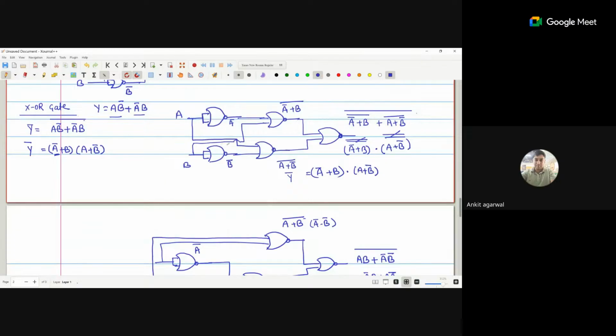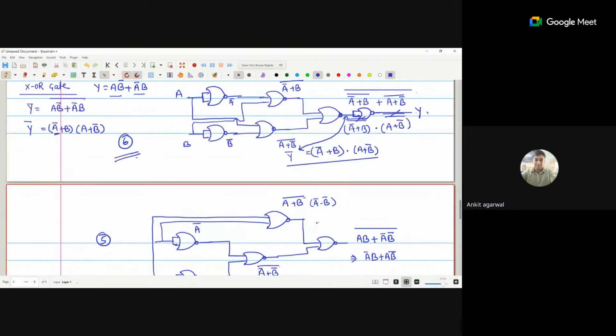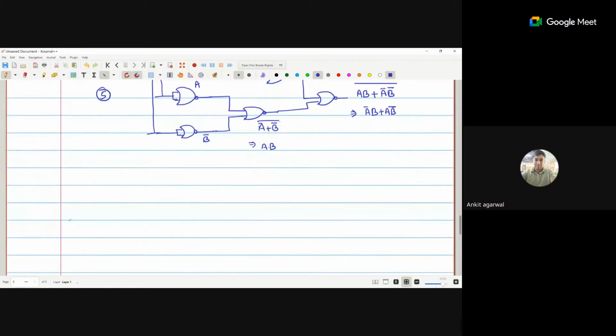Okay, so in this way we require 6 gates because we are getting a Y bar. Now if I implement one more NOR gate, so we are getting Y. Here I am getting a Y bar, so here I am getting Y. So in this way we required 6 gates, but this way we are requiring 5 gates. Now the XNOR gate.